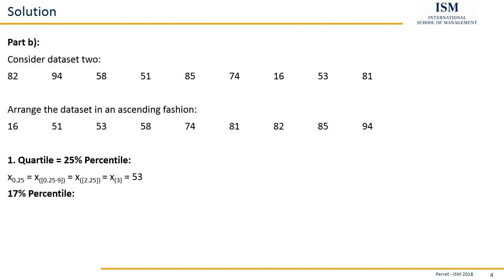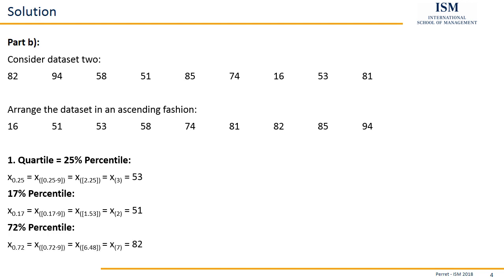For the 17% percentile, we multiply 9 with 0.17 and get 1.53, rounded up to the next integer, that's 2, so here we get the value 51. Finally, for the 72% percentile, we multiply 9 with 72% and get 6.48, rounded up it's 7, so at the 7th position we have 82 as the 72% percentile.